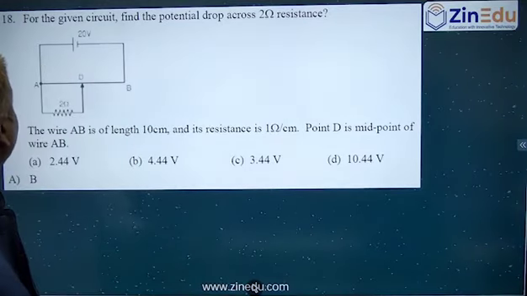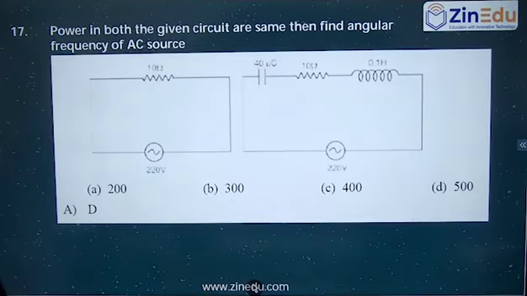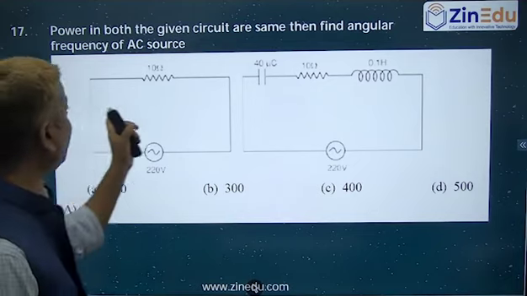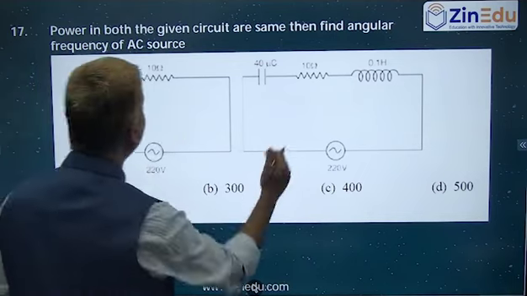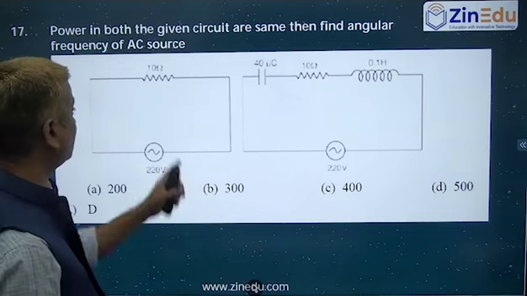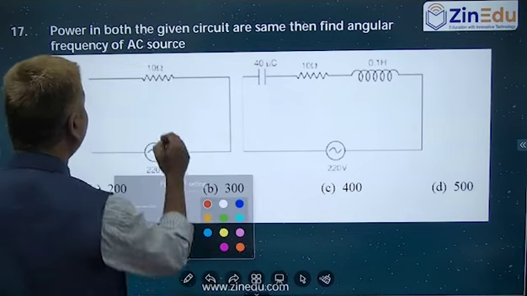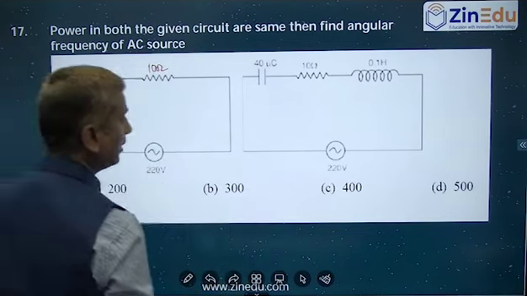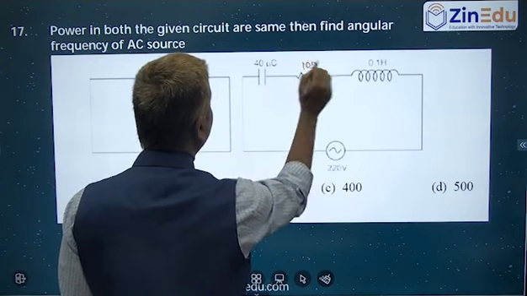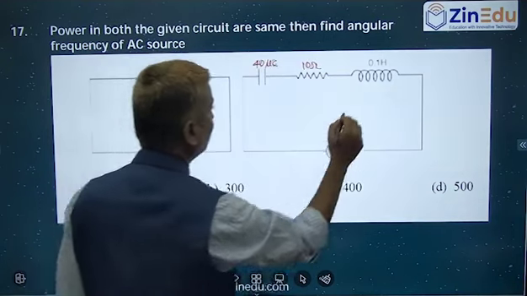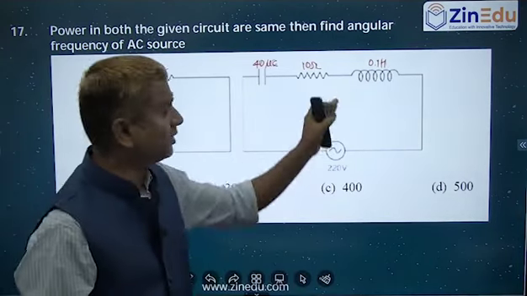Question number 17. The power in both the given circuits is the same, then find the angular frequency of the AC source. There are two circuits given. One is with the AC voltage and only a resistance of 10 ohms. And the other has the same 220 volts, but with a 10 ohm resistor, a 40 microfarad capacitor and a 0.1 Henry inductor. The power in this one and this one are the same.